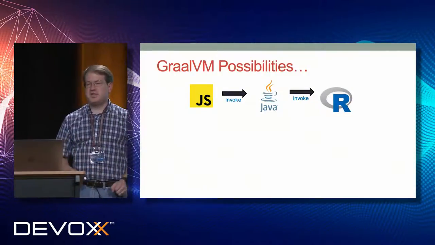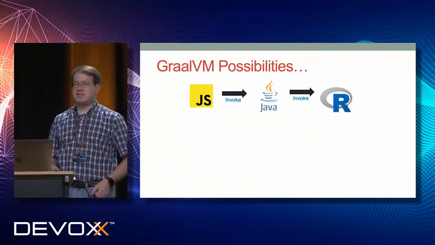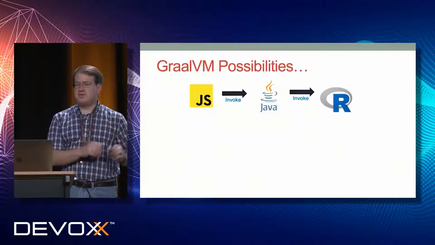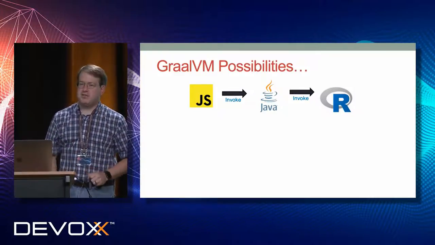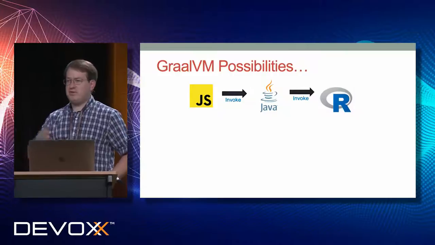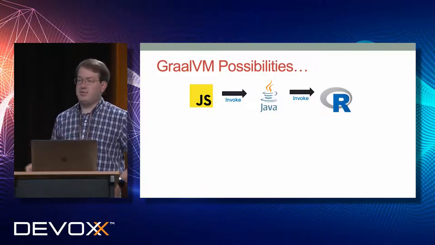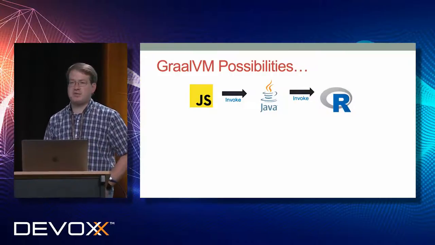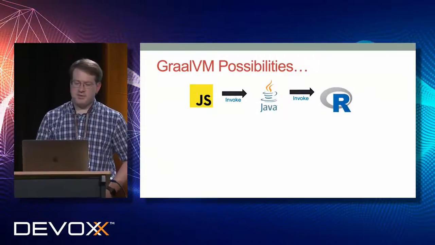So your JavaScript developers can now have the full access to the power of Java. They can write their code over in JavaScript and then call out into Java code and execute stuff. And your Java code can be turning around underneath the hood and running R code without them even knowing or having to be aware of it. So there's some incredible power with this.